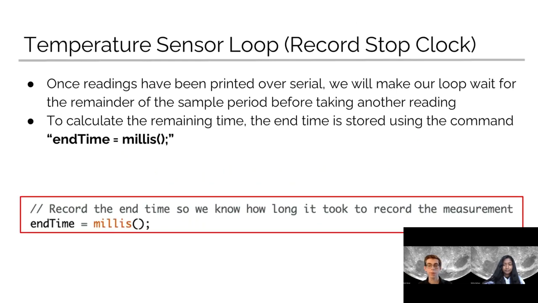Next, just like with the start time variable, we want to set our end time variable again to the millis function, which has since changed in value because more milliseconds have elapsed since it was first called.